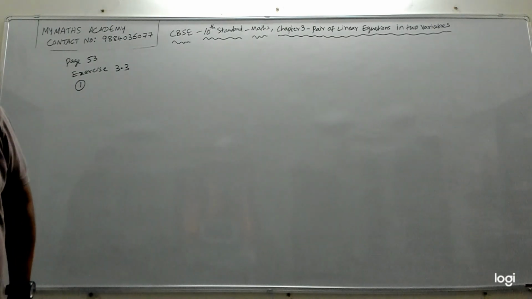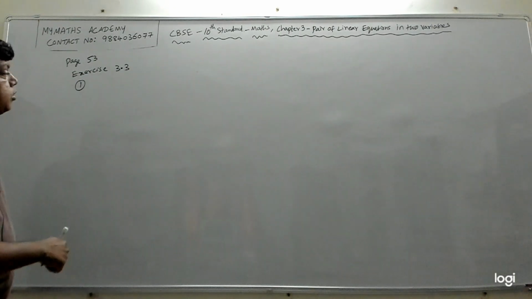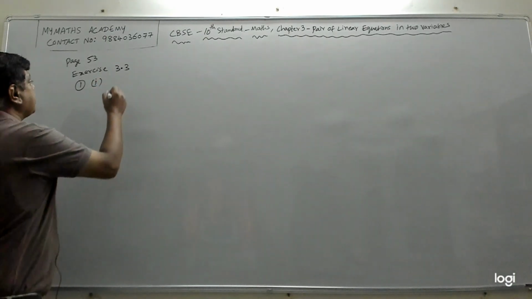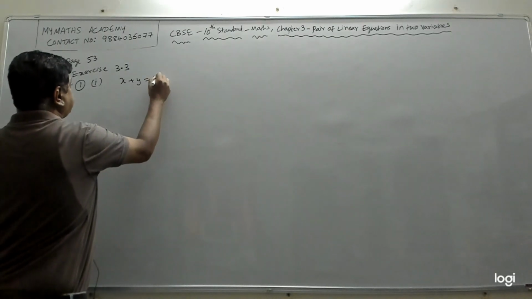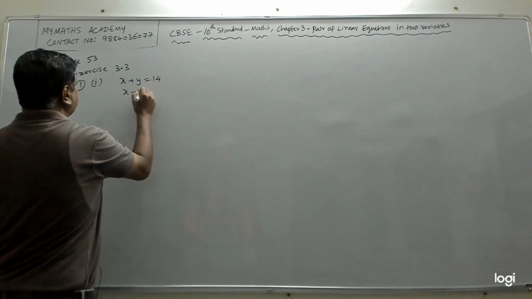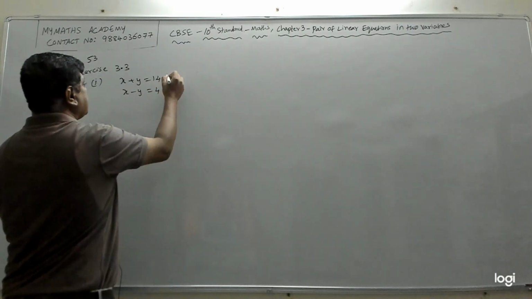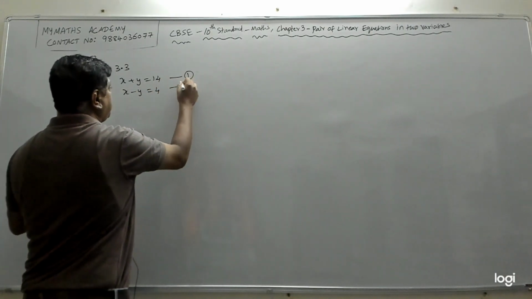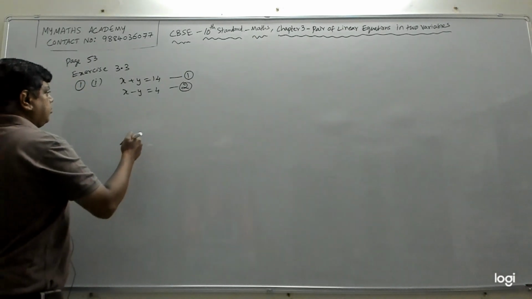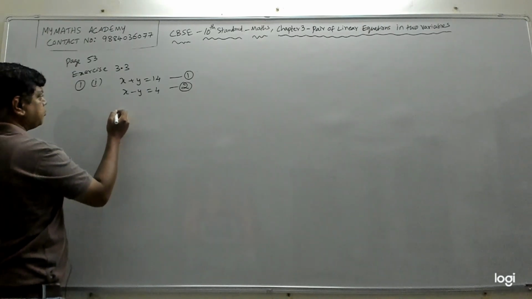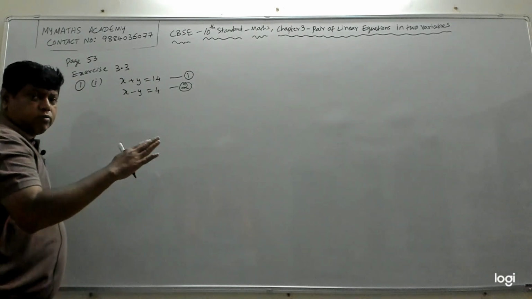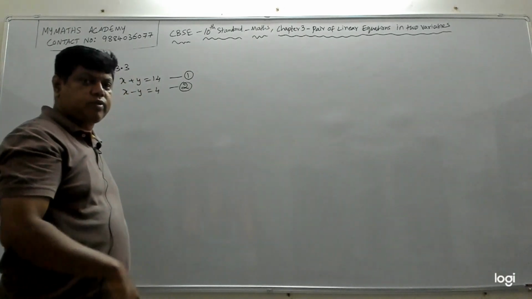The first question has 6 sub questions. We'll do the first one first. So what is the first question? x plus y equal to 14 and x minus y equal to 4. Now we need to solve these two equations. This is equation 1, equation 2. We need to solve them using substitution method. The substitution method means we'll have to express one variable in terms of the other, then we have to substitute. You can watch my previous video to get the understanding of substitution method.